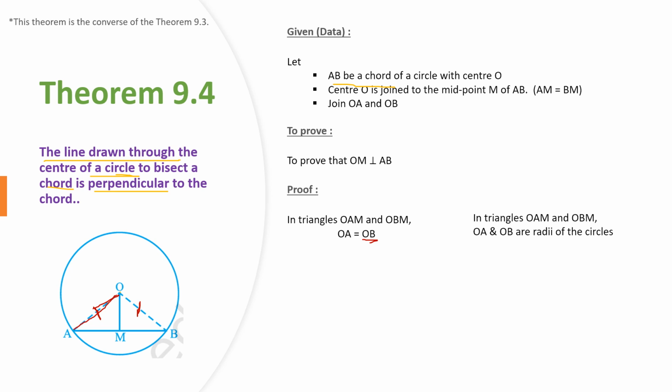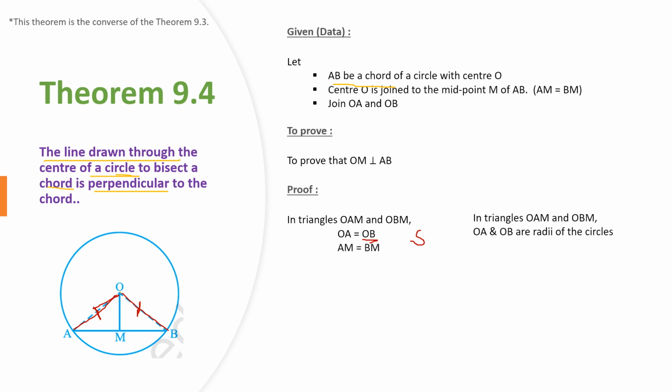OA is part of the left triangle, OB is a part of the right triangle, but OA and OB both are radii of the circle. So they should be equal. We proved that. It means one of the sides is proven equal among the two triangles.